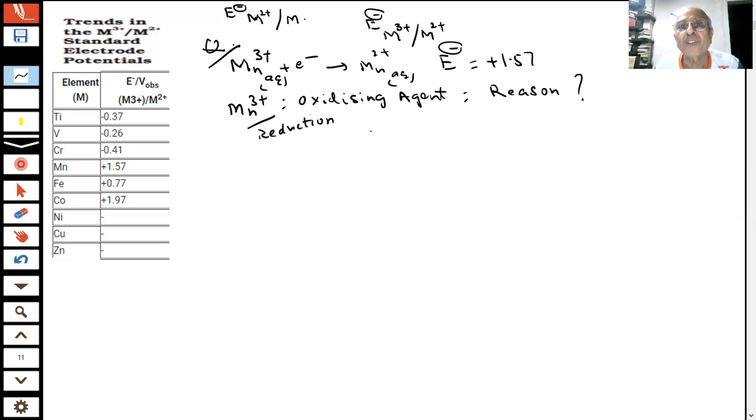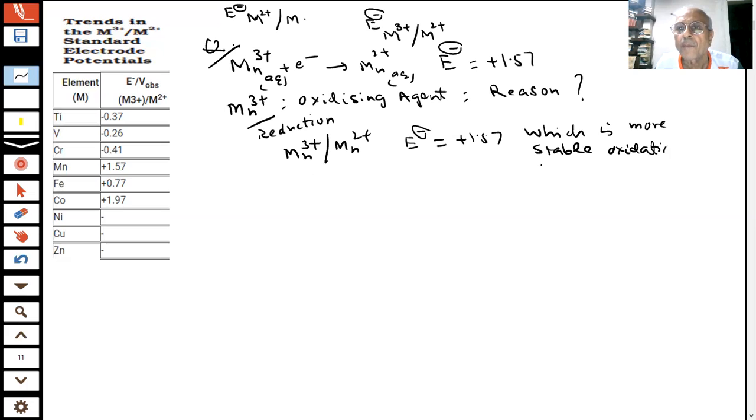In other words, what I am saying, student, is that the question is like this: Mn3+ to Mn2+, E naught is plus 1.57. Which is more stable oxidation state of manganese, Mn2+ or Mn3+? Out of the two, which is the more stable oxidation state?